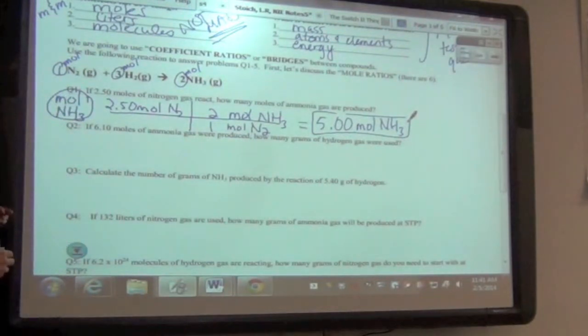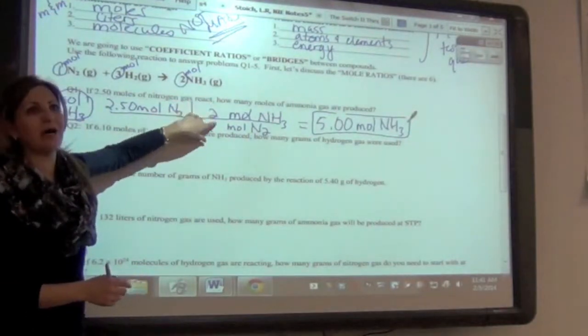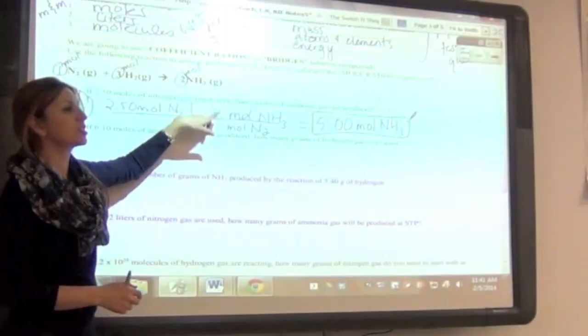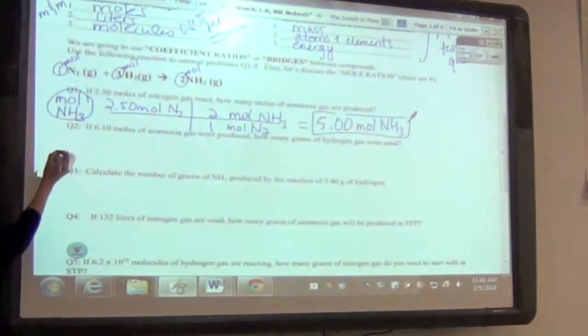Yes? Why isn't it 1 sig fig? Because that's 3, this is just going to be a counted number. Oh, okay. So it's just counting as, yeah, it's not something that we necessarily measured. Okay, let's try the next one.